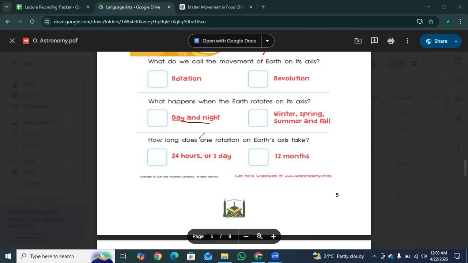How long does one rotation on Earth's axis take? Yes, 24 hours or 1 day. This is the exact amount of time it takes for Earth to spin around one full time so that the sun appears in the same spot in the sky again.